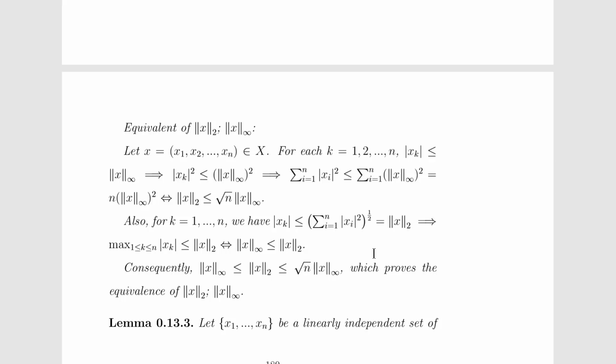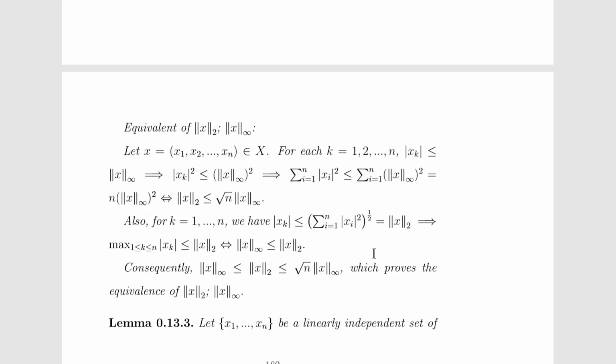Also, if we consider k equal to 1 to n, we have the modulus of xk is less than or equal to the summation of modulus of x squared to the power 1 by 2, which is equal to the norm over 2. Further, it implies that the maximum of modulus of xk is less than or equal to the norm over 2. Hence, the norm over infinity is less than or equal to the norm over 2. Consequently, considering these two cases, we have the norm over infinity is less than or equal to the norm over 2, which is less than or equal to root n times the norm over infinity, which proves the equivalence of norm 2 and norm infinity.